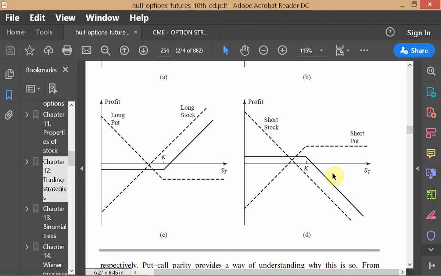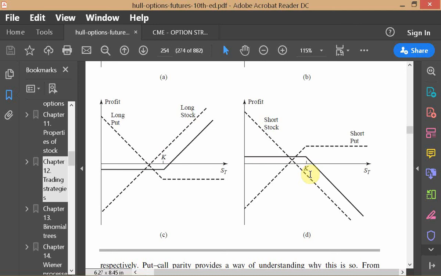Coming back to Tarun's point, this can't be a long call position because it is showing a portion above the zero line. A long call won't have a portion above the zero line. So it's a short call. Eventually, by the process of elimination, you have come to the conclusion. We saw that it could not be a short put. Then he said it's a long call.